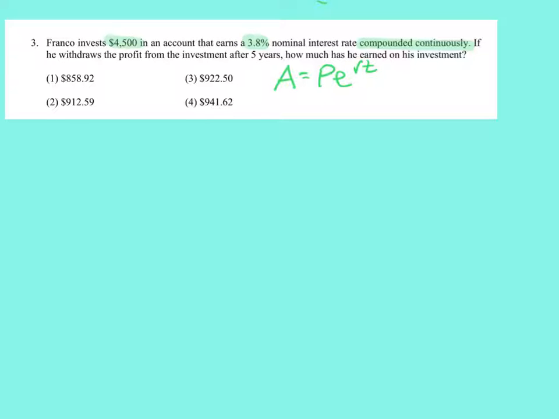If he withdraws the profit from the investment after 5 years, how much has he earned on his investment? So I'm going to plug in what I think I have. My initial amount is $4,500. My e is just an e. My rate is 0.038. And they're talking about 5 years. So I have all numbers in my problem, and when I put that in my calculator, I get $5,441.62. Now, when I look at my choices, I don't see that there.